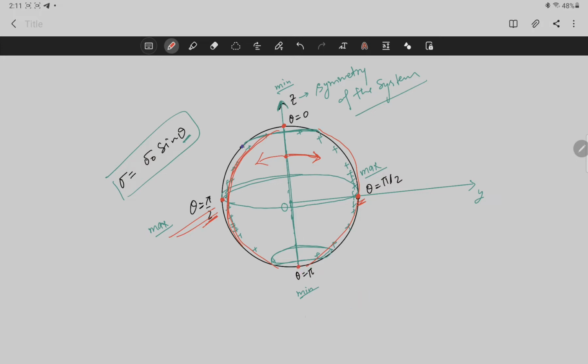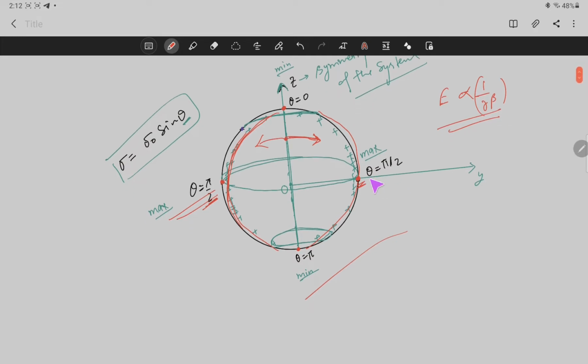Now the next question in this progression: I ask what should be the dependence of electric field on r to the power beta at very long distance from this charge distribution. So what will be the dependence?